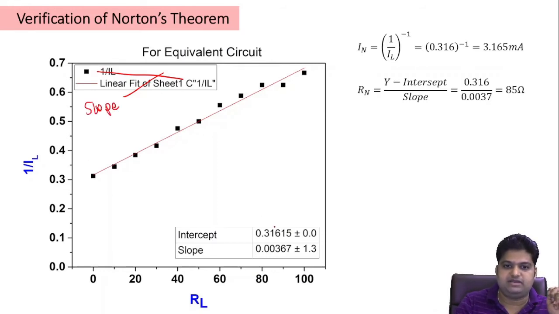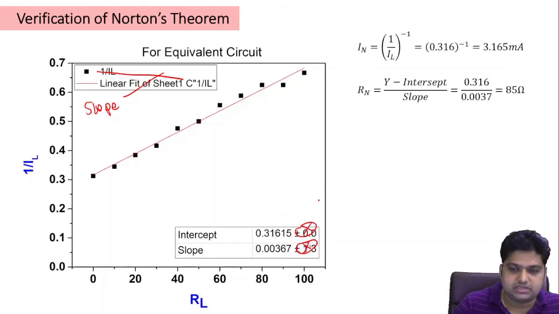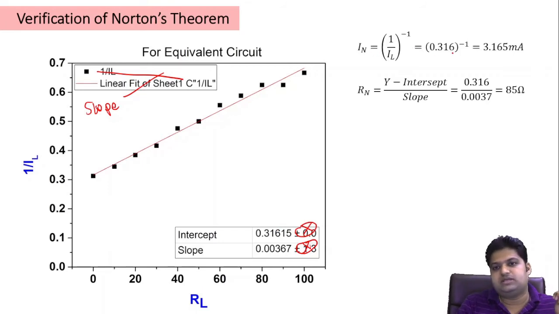Again, you'll have an intercept and a slope. Ignore the errors, you don't have to calculate errors, you just calculate the intercept and slope using the graph. So the Norton current is the inverse of this, that is 3.165 milliamperes, and the equivalent resistance has come out to be 85 instead of 75, almost 10 ohms more for the equivalent circuit.